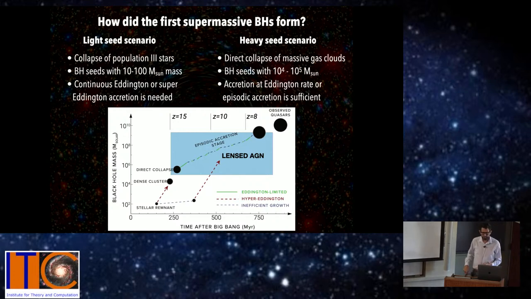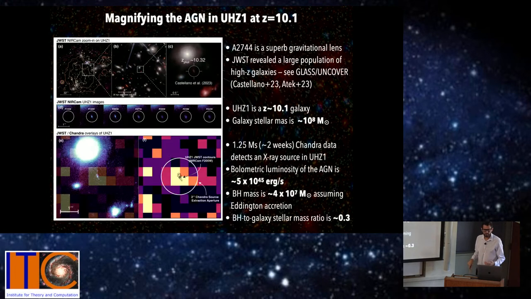Okay? Then there is the other scenario, the Heaviside scenario, which implies the direct collapse of massive gas clouds. The advantage of this theory is that the black hole seeds that form in this channel have much higher mass, 10 to the 4, 10 to the 5 solar masses. So in this case, if we start from here, super-Eddington accretion is not needed, so you can accrete with Eddington or even sub-Eddington accretion to reach these masses, or even the masses I'm going to tell you about. Okay, so after this very quick introduction, let me just show you the whole story in one picture.